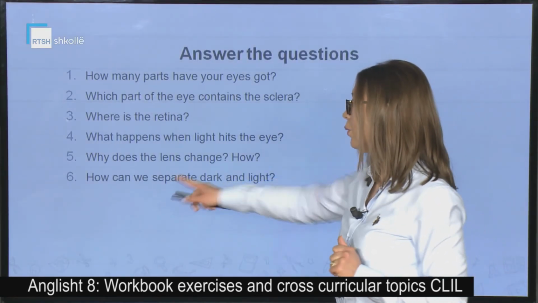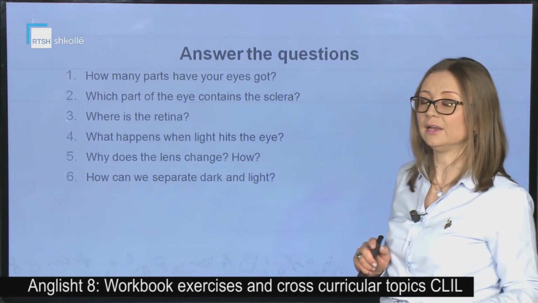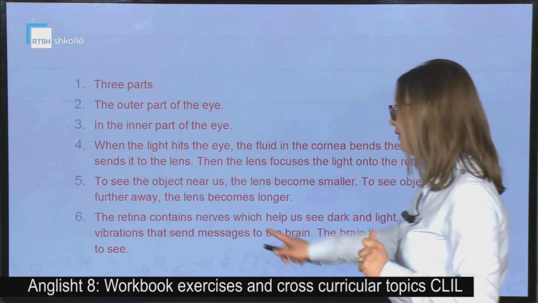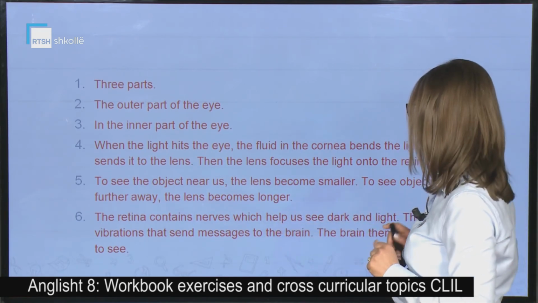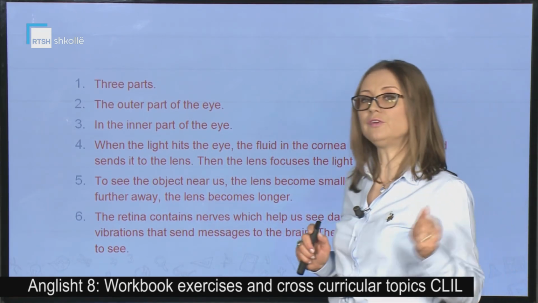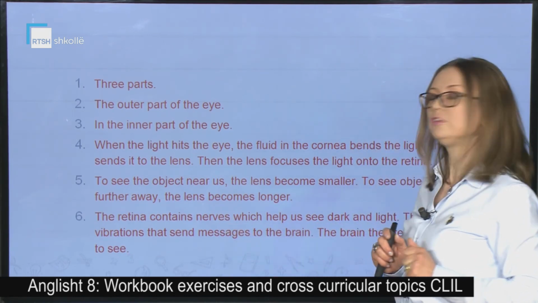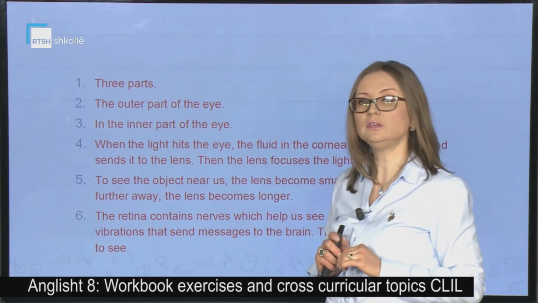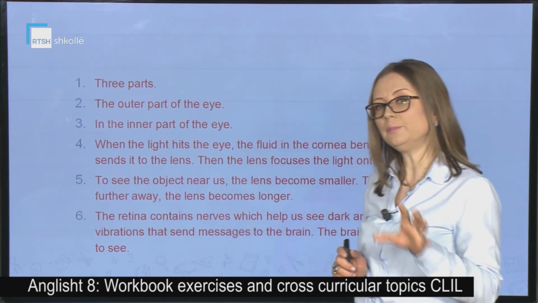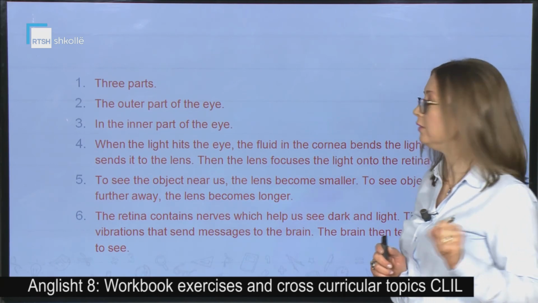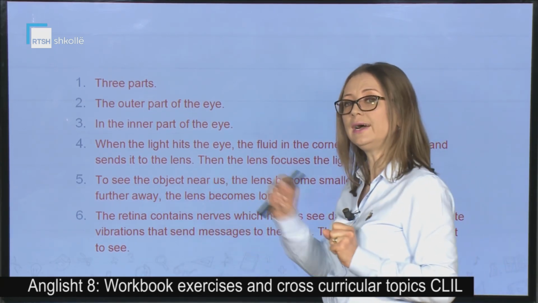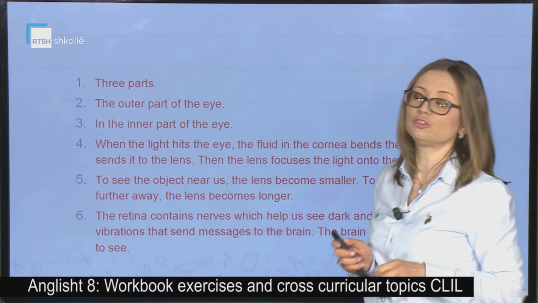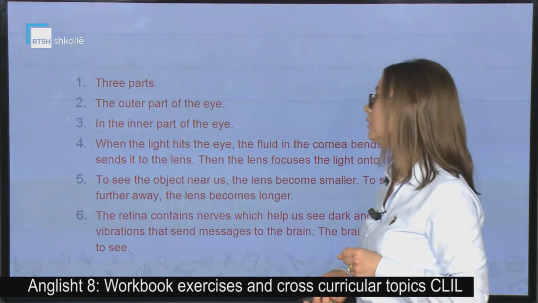And then, how can we separate dark and light? Again, we have that information in the text. The retina contains nerves which help us see dark and light. They create vibrations and send messages to the brain. The brain then tells us what to see. So be careful with the text by keeping in mind always the new words, and while you read, maybe you can underline the answers or the main points you're going through in the section related to answering these questions.